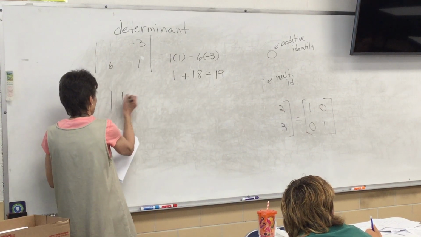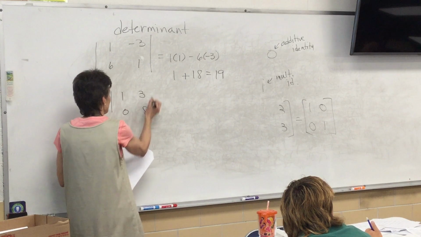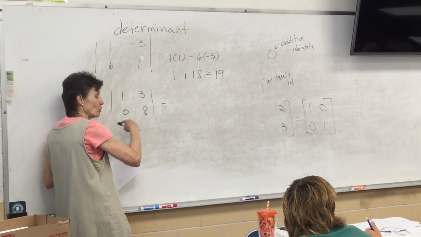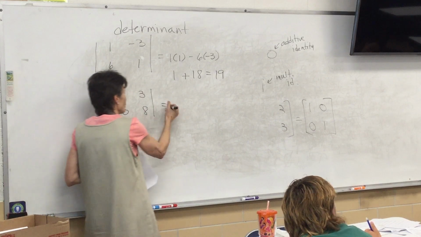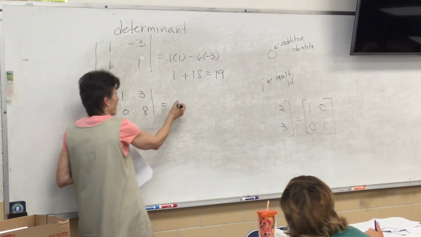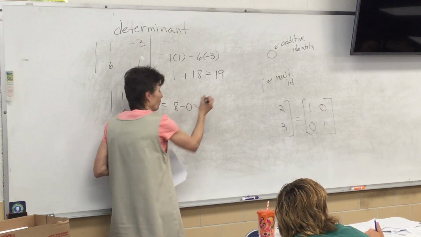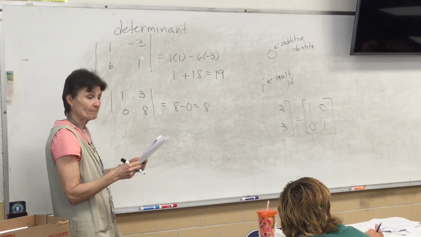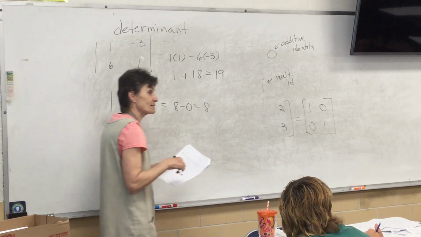Okay, do the next one. What is the determinant of B? These vertical bars mean determinant. The determinant is a number. So the number this time is 8 minus 0, or 8. Everybody got 8? Now what about C?